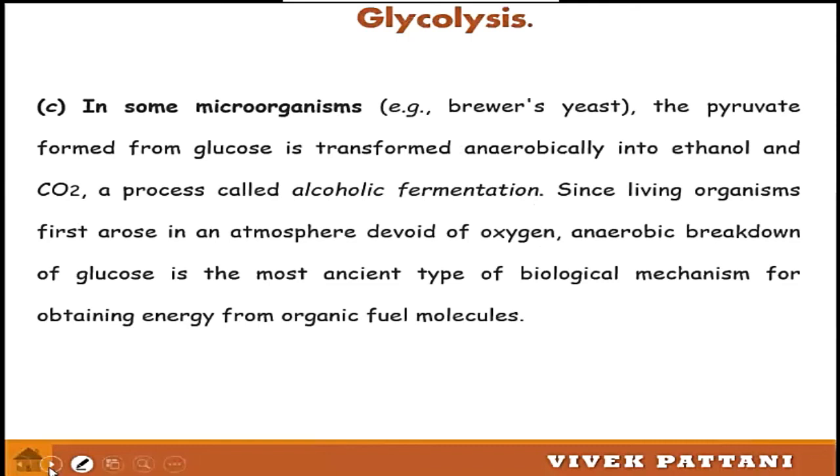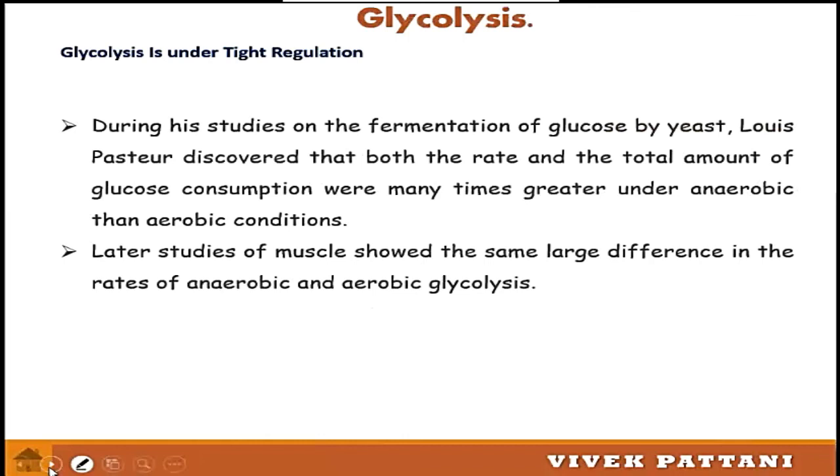Now, in some microorganisms, in the case of facultative anaerobic organisms, the pyruvate formed from glucose is transformed anaerobically into ethanol and carbon dioxide, a process called alcoholic fermentation. Since living organisms first arose in an atmosphere devoid of oxygen, anaerobic breakdown of glucose is one of the most ancient biological mechanisms for obtaining energy from organic fuel molecules.